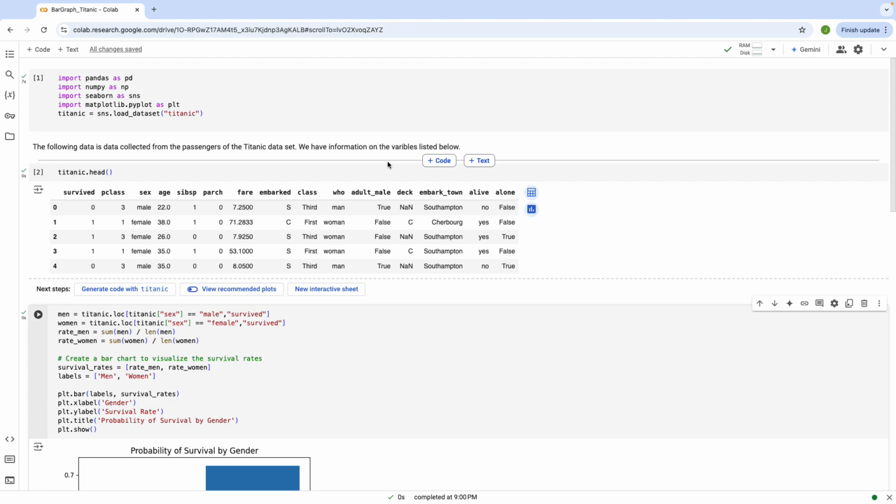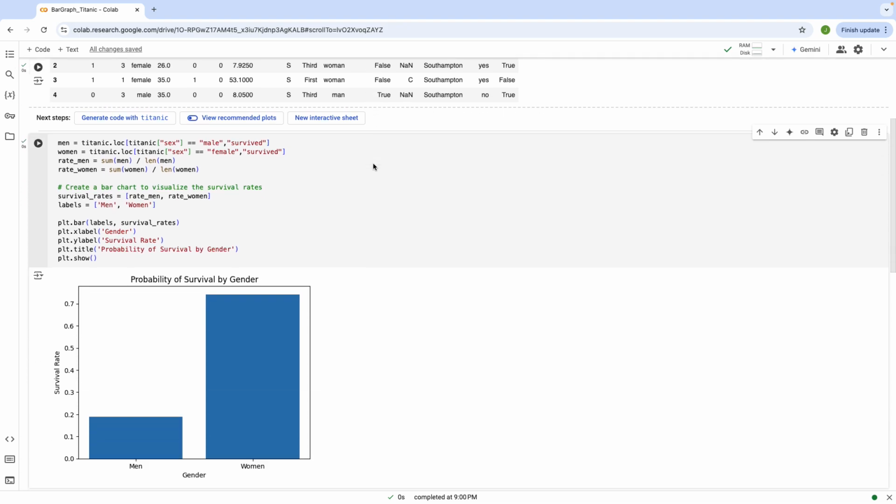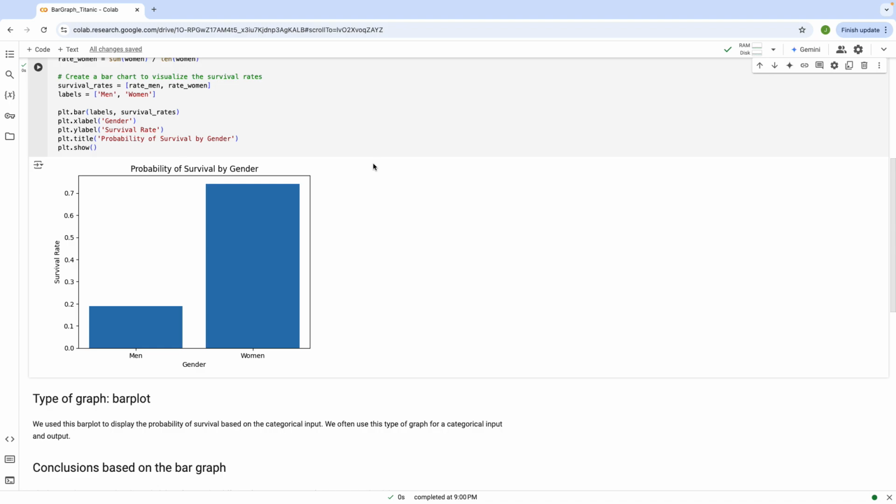A bar plot shows, in this instance, probabilities. So I have a bar plot of the probability of survival by gender. Okay. In this instance, we have a categorical input, which is gender, men and women, and a categorical output, which is if you survived or if you died. And I produce a numeric, which is the survival probability or survival rate.